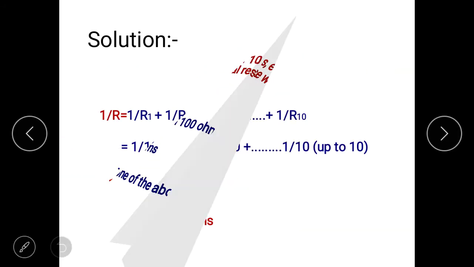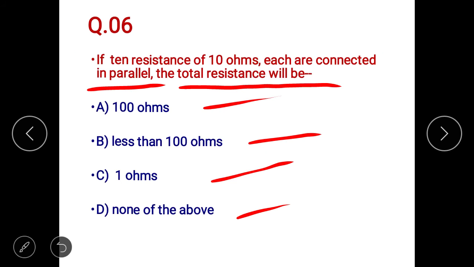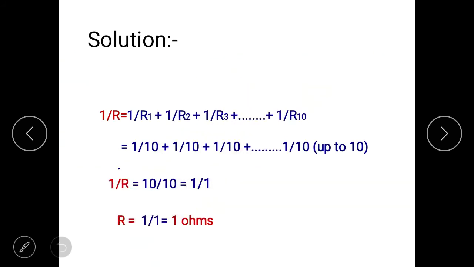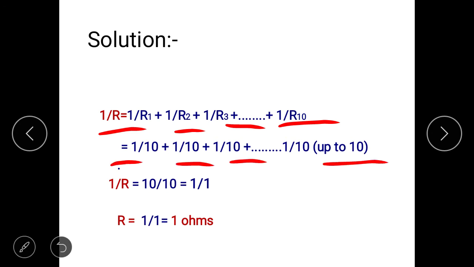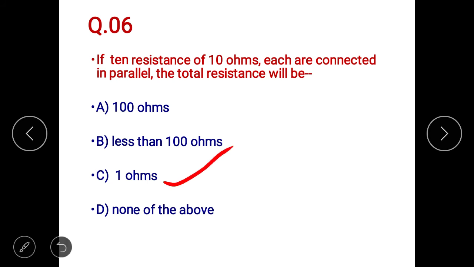Here, see the solution. If the resistances are connected in parallel, this is the formula used for calculating the total resistance. 1/R = 1/R1 + 1/R2 + 1/R3 + ... + 1/R10. So 1/10 + 1/10 + 1/10, up to 10 terms. So 1/R = 10/10 = 1/1. Then R = 1/1 = 1 ohm. So here the right answer will be 1 ohm.